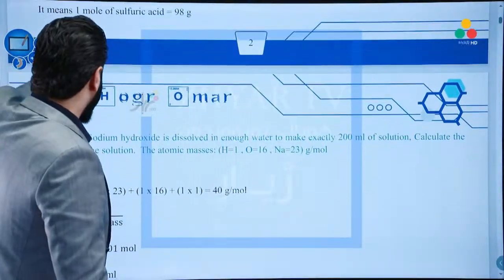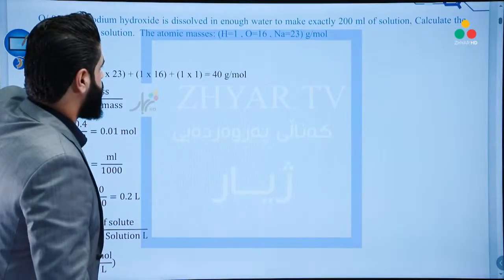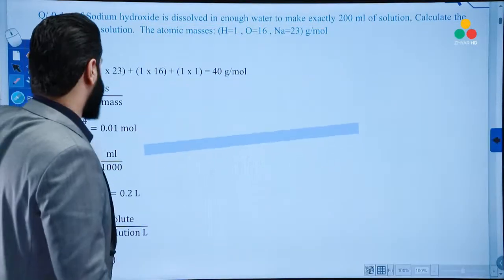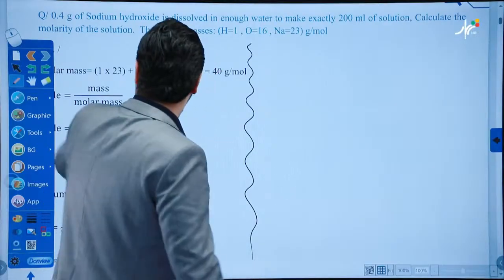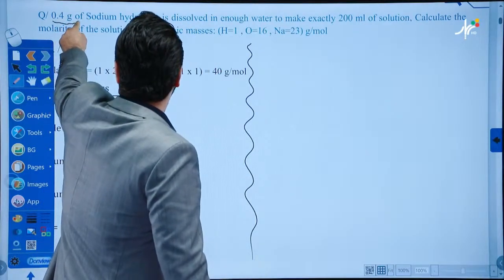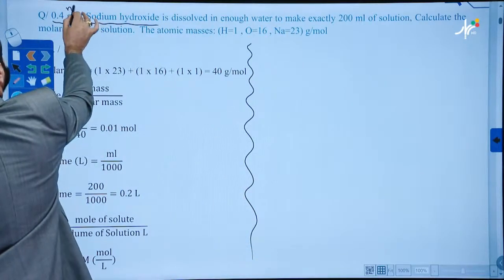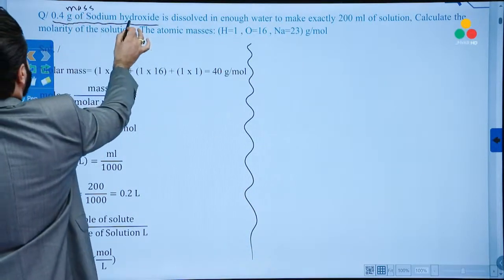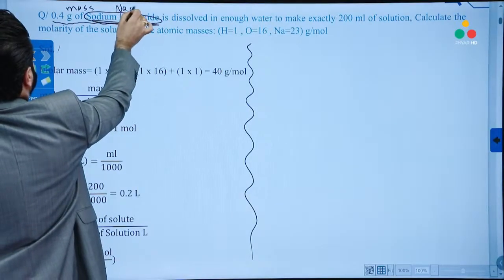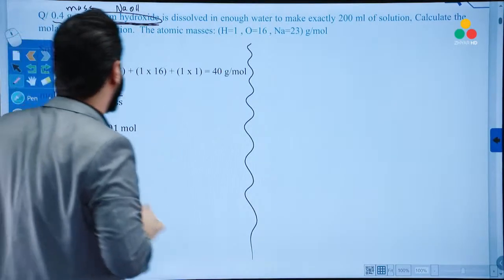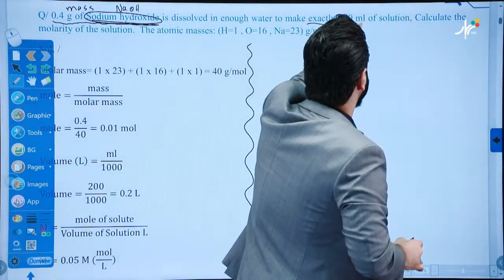Let's solve an example about molarity. We have a solution here, but I will solve the question from the first. Look, 0.4 grams of sodium hydroxide. This is the mass. Sodium hydroxide, hopefully you know the formula, which is NaOH, is dissolved in enough water to make exactly 200 milliliters.